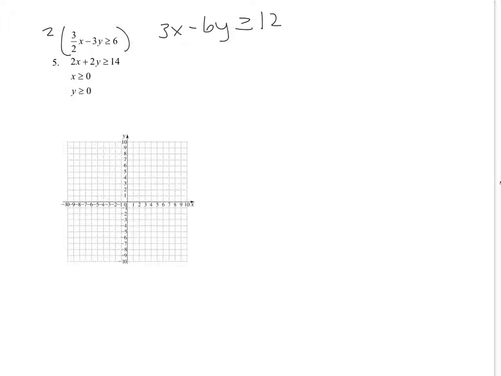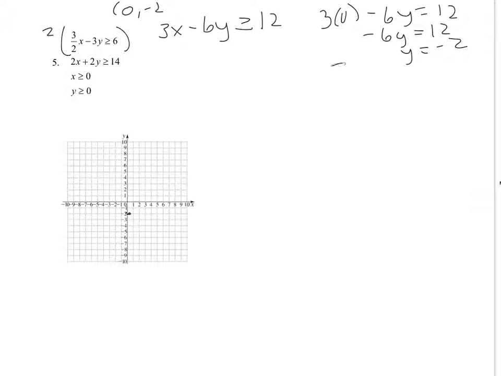So if we plug in 0 for x and solve this for y, we're going to come up with negative 6y equals 12. Y will equal negative 2. So that's going to give me (0, negative 2) as one of the intercepts. So (0, negative 2) is down here.